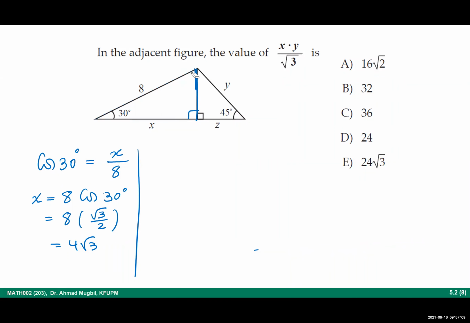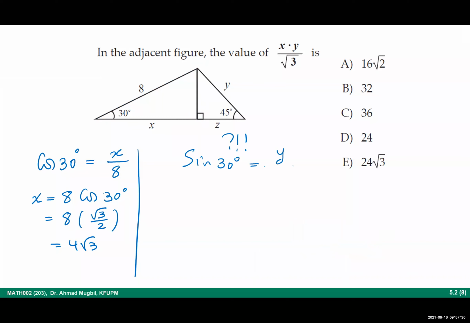Now, the ones who said to start with Y, how to start with Y, ya Shabab? How to find Y? And I asked them, why? Can we say that sine 30 equals Y over 8? True or false? False. Sine 30 equals Y over 8, true or false? False. Yeah, true for the bigger triangle. True. Walid, you said it is true.